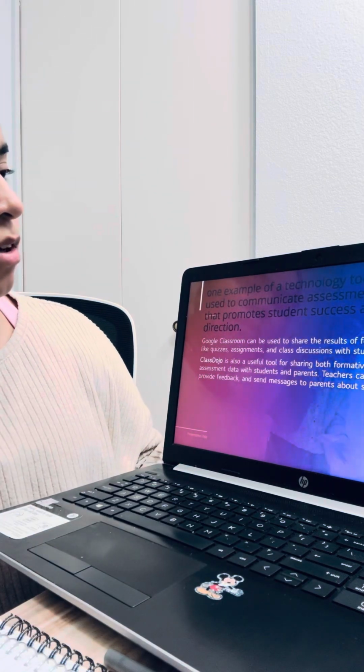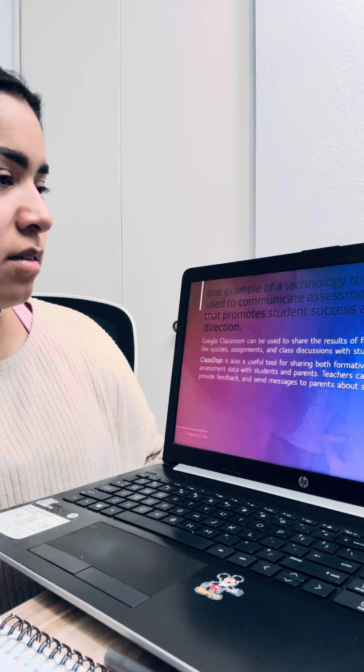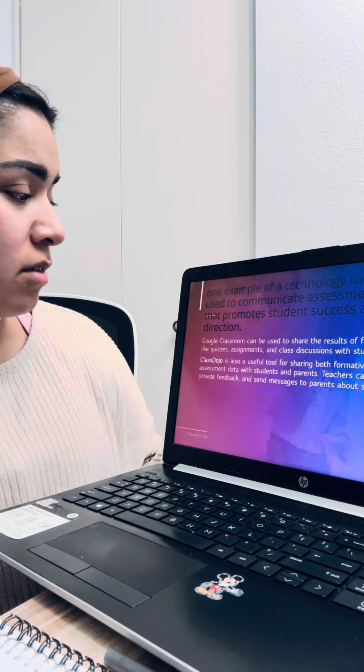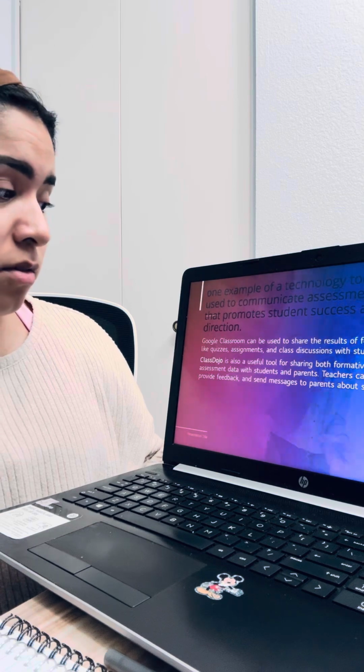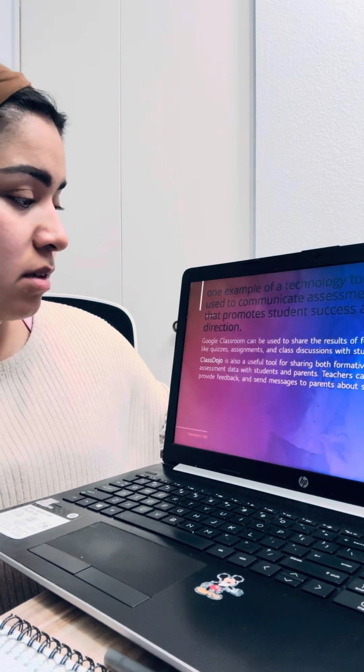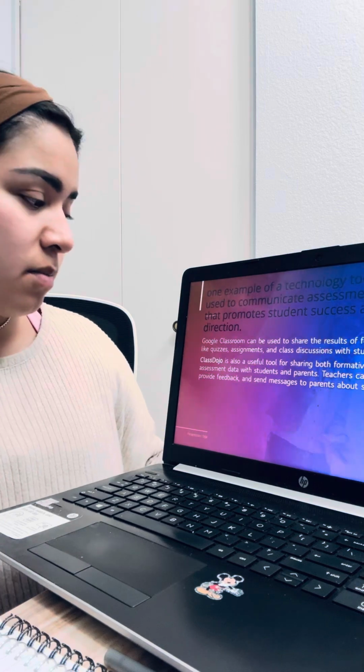One example of a technology tool that can be used to communicate assessments in a way that promotes student success and self-direction is Google Classroom. It can be used to share the results of formative assessments like quizzes, assignments, and class discussions with students and parents.